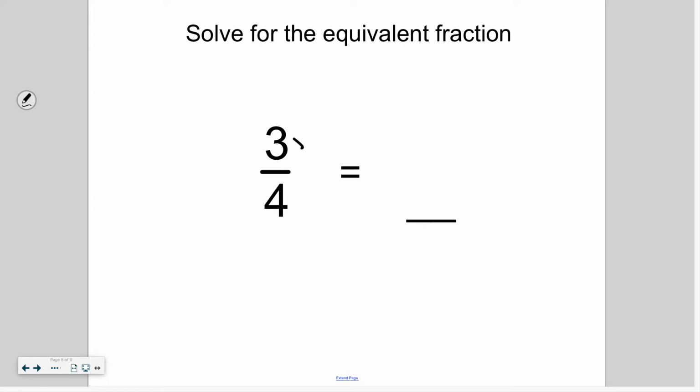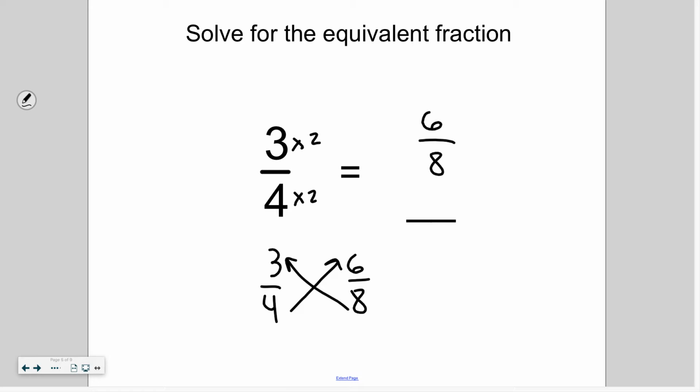So like I said, it doesn't matter what number you used. I'm going to use 2 because, like I said, I like that number. But it doesn't matter what number you used. You can always check your work by cross multiplying. So I do 3 times 2 is 6, 4 times 2 is 8, I get 6/8. So I'm going to check my work by cross multiplying. 8 times 3 is 24. Look, I got the same number that I had before. And 4 times 6 is 24.